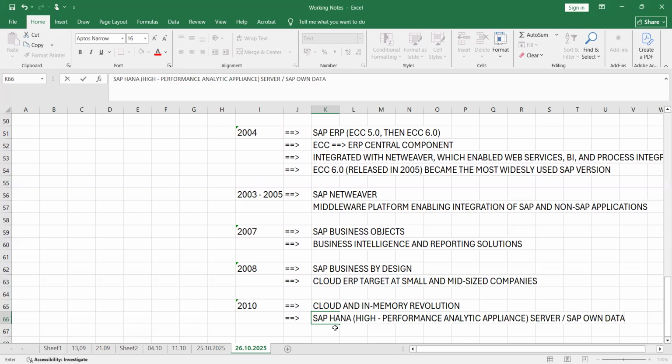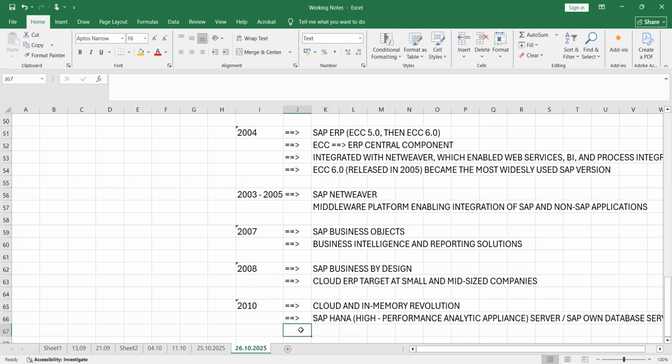So till here, SAP were dependent on third-party databases, but in the year 2010, they have started their own server named HANA. HANA stands for high performance. High performance in the sense it would be 1,000 times faster than your third-party databases, traditional databases. Clear?